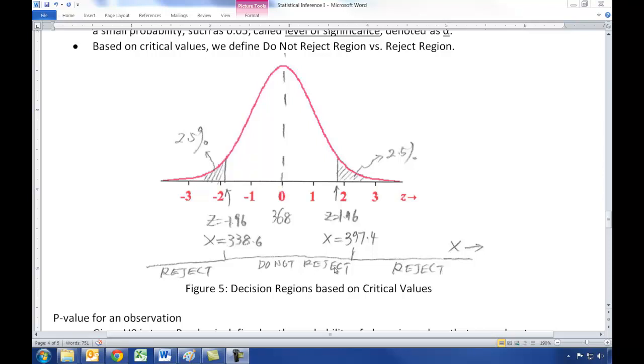And the way we will be making a decision is as follows. If we measure a box of cereal and the weight from our measurement falls into this interval, then we will conclude we do not reject the null hypothesis. And if the weight of the box we measure falls into these two reject regions, then we will reject the null hypothesis.